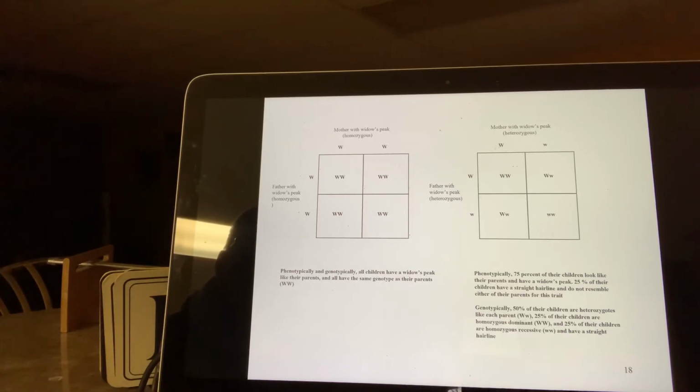You could also make the same rationale if the mother and the father both had a straight hairline, because then it'd be little w, little w, little w, little w, and you'd have all little w's in here. So if a mother with a straight hairline has children with a father with a straight hairline, all of their children will have a straight hairline because there's nowhere for them to get a dominant allele.